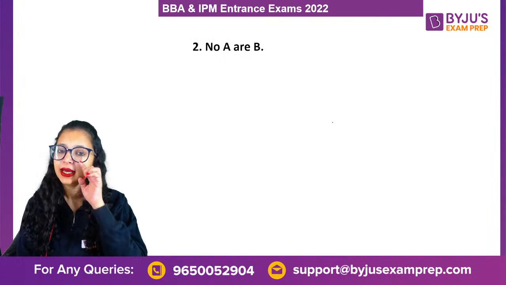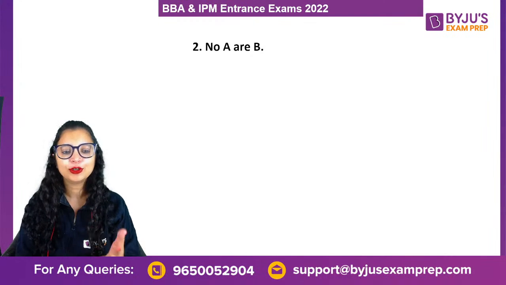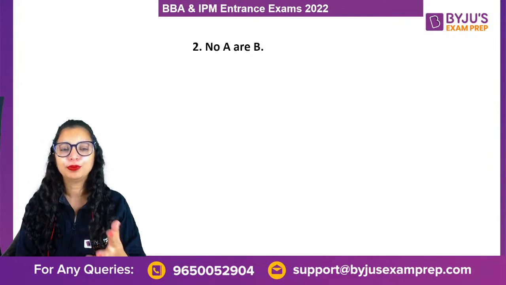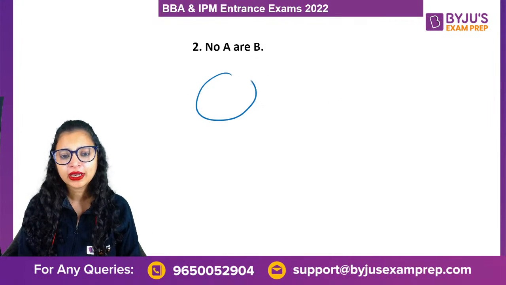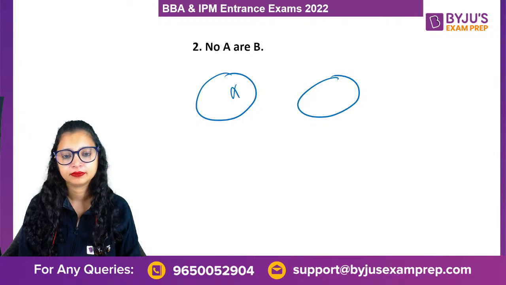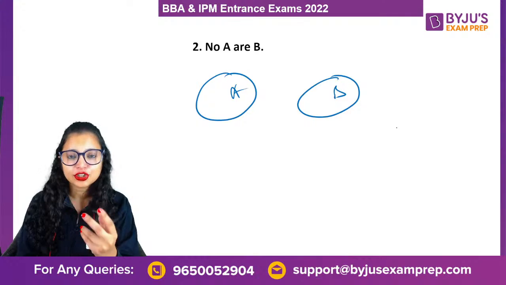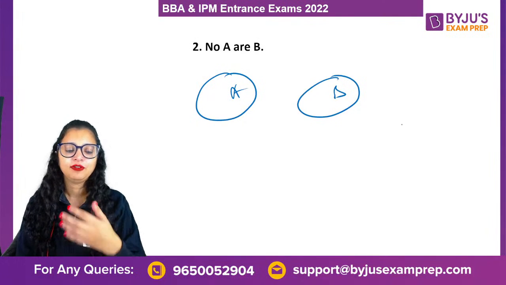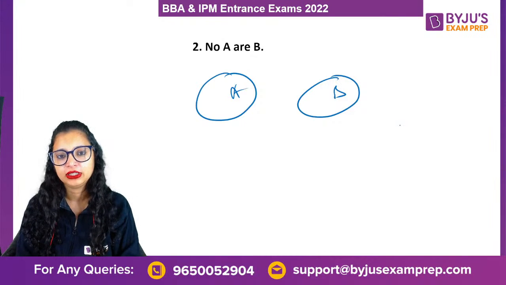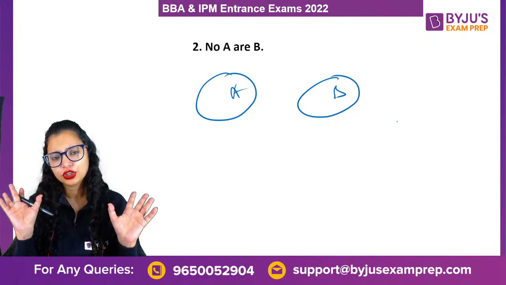The second is no A are B. That's the easiest of all. Absolutely simple. It's a no-brainer statement. So when I say no A are B, you quickly draw this. No A are B. There's no connection between A and B. If I haven't taught you, you haven't studied from me. If I'm not present in the class, I'm not taking the classes. There's no connect between the two. Since there's no connect, two disjoint sets.